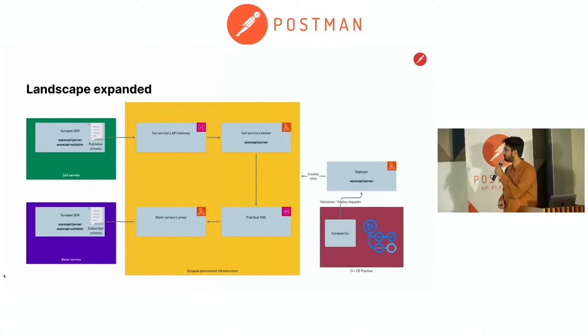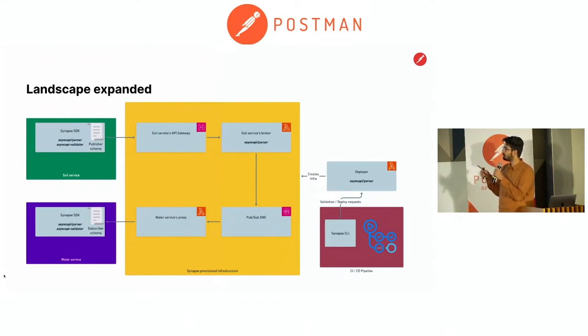Okay, if we zoom inside, we see many components involved in sending the event from publisher to all the subscribers. So we want teams to have separate infrastructure so that it is isolated and can be changed according to their needs. So the gray components are the components of the Synapse system. So we have the Synapse SDK, which uses the AsyncAPI parser for understanding the schema and provides APIs for sending and receiving events.